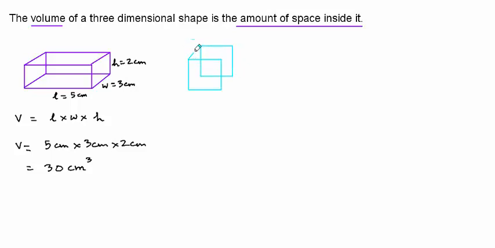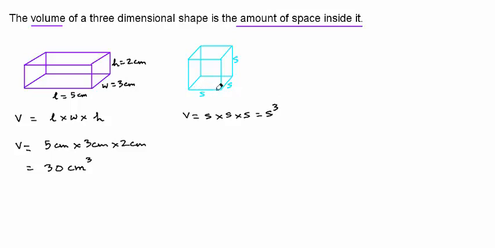A cube is a special type of rectangular prism in which all sides measure the same length. The length, width and height, they're all equal. So if we call each side S, we have S on the length, S on the width and S on the height, and therefore the volume is given as S times S times S, also written as S cubed or S raised to the third power.